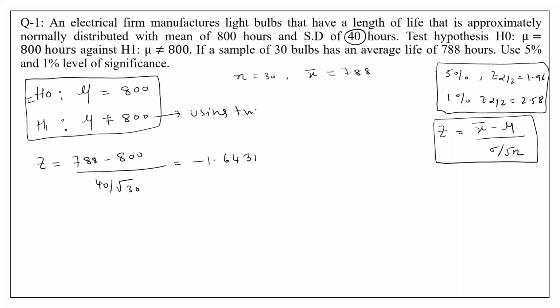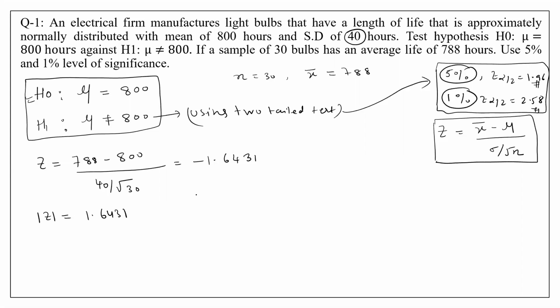I'm using a two-tailed test here, and this is the value for the two-tailed test. For a one-tailed test, the values at 5% and 1% level of significance will not be the same as 1.96 and 2.58. They will change. I will tell you how to find that in a while, but first let me work out the two-tailed test. So this is minus 1.643. In this case, because I need a positive value, mod Z will become 1.6431.